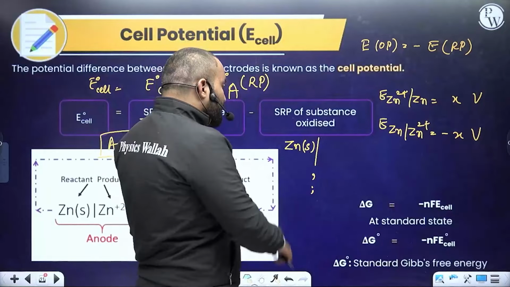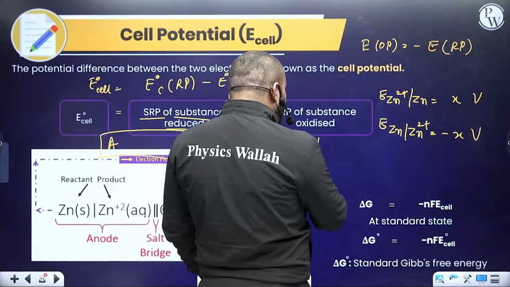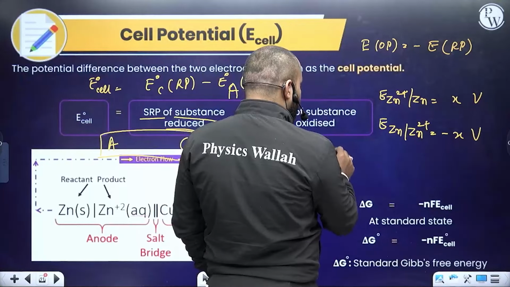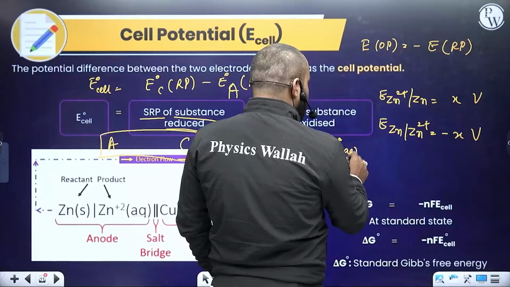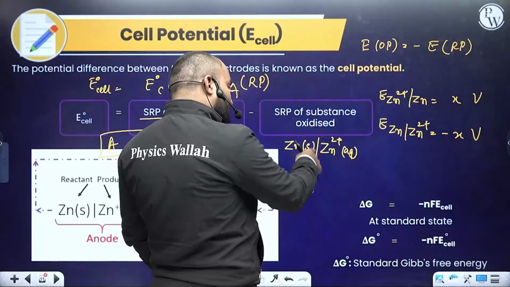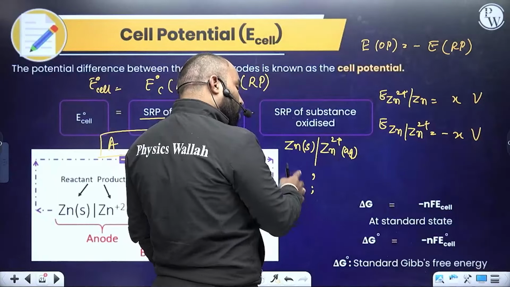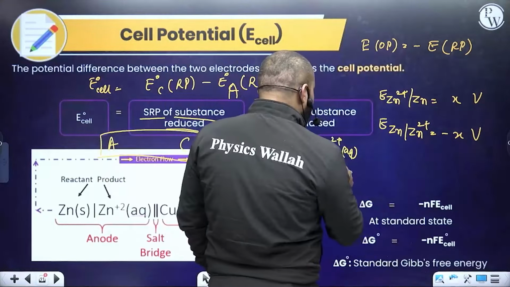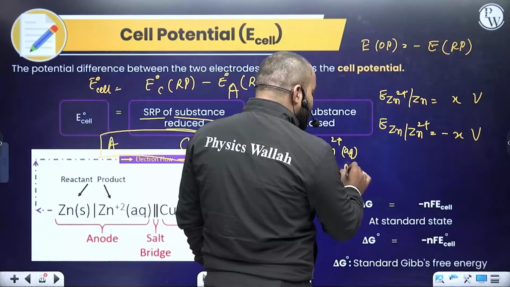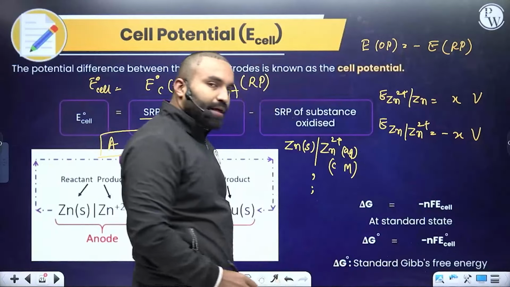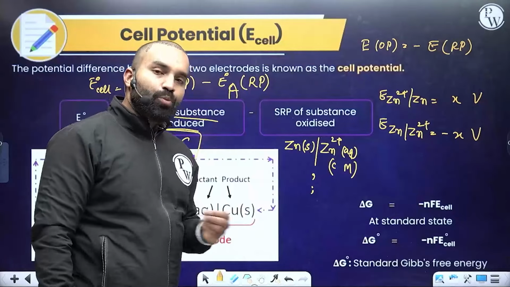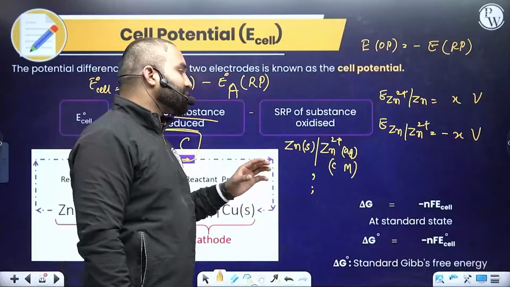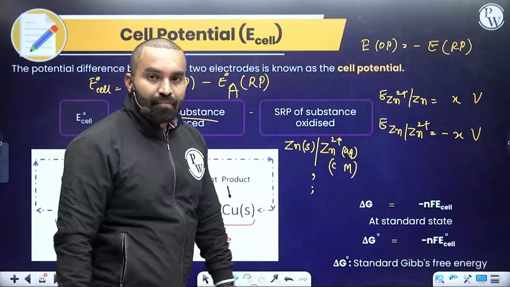I'm repeating, separate the two phases. Zinc solid is separated from zinc 2 plus aqueous. These two phases are separated with the help of either a slash or a comma or a semicolon. All of these mean the same. Then you need to mention what is its concentration. Let's say I write C1 molar. It is essential to mention the concentration, their phases, their charges. Otherwise, this cell will be treated as incomplete.